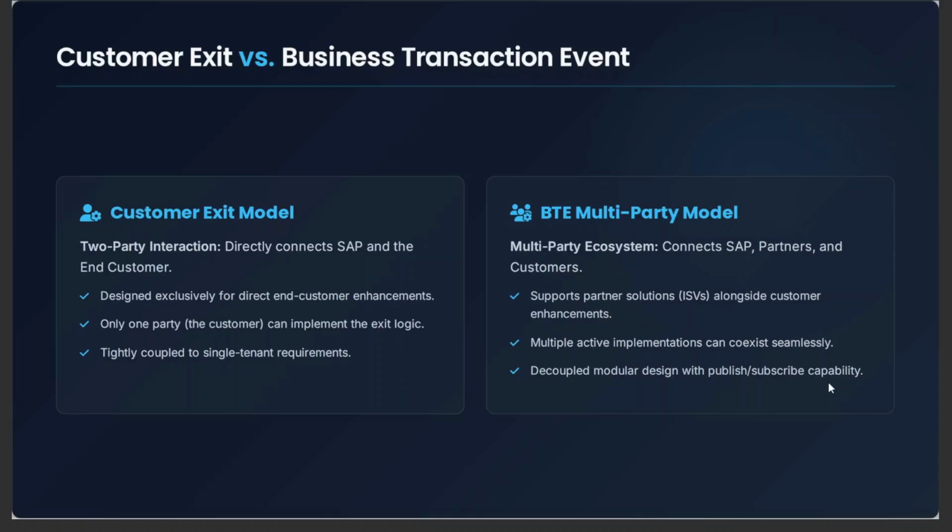In contrast, BTE introduced a multi-party model. In addition to SAP and the end customer, third-party software vendors, basically SAP partners, are also part of this chain. BTE allows both partners and customers to register their own function module for the exact same event. This modular design makes BTE far more flexible and scalable across complex enterprise ecosystems.